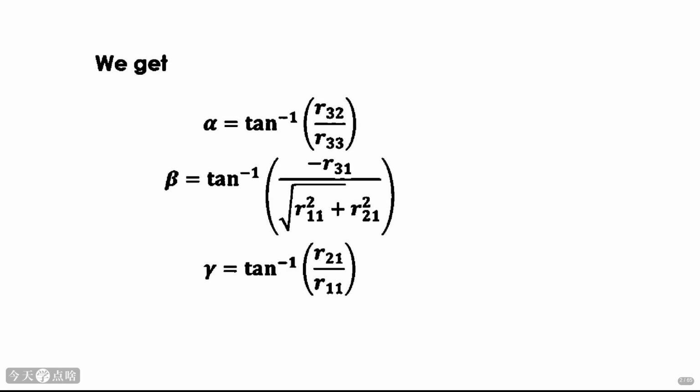For the pitch angle beta, it's a bit more involved, involving R31, R11, and R21. The formula uses the square root of the sum of squares of R11 and R21 in the denominator. And finally, for the yaw angle gamma, it's simpler again, just the arctangent of R21 divided by R11. These formulas are the key to decoding the orientation matrix back into the intuitive roll, pitch, yaw angles. They tell us exactly how much the frame has been rotated around each axis.